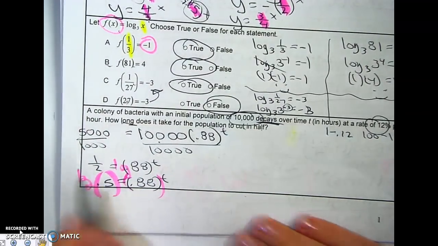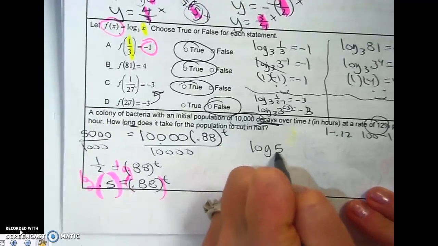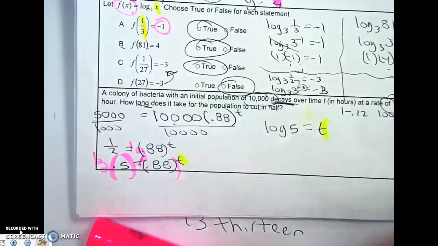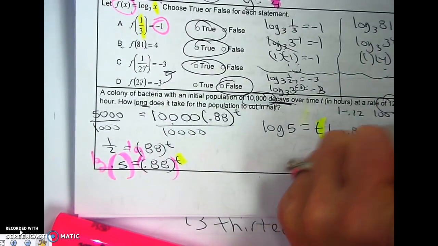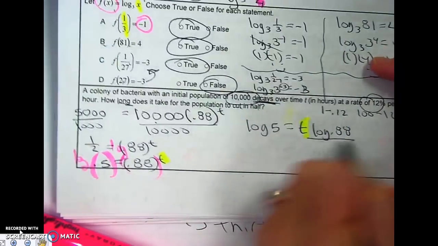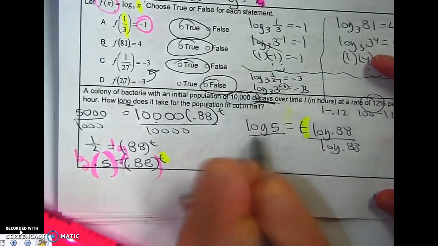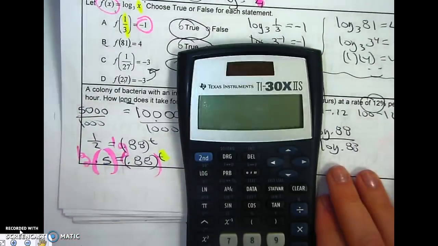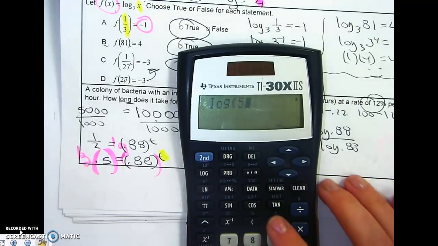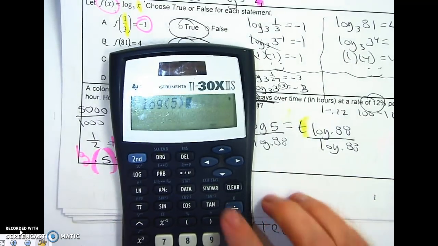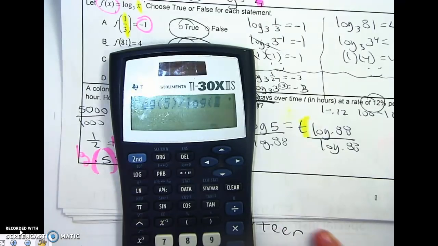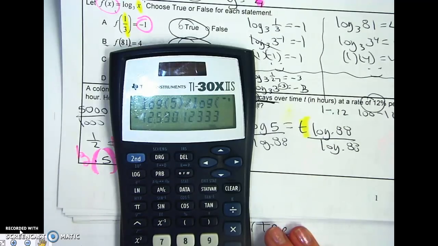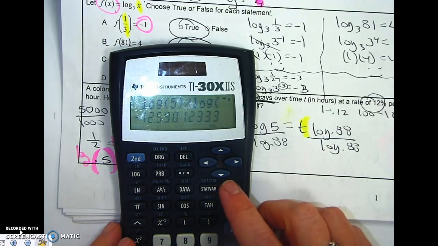So I end up with, let me put this over here, log 5 equals t, because the little turns big, log 0.88. Now, if I'm going to solve for t, I've got to divide by log of 0.88. And I pick up my calculator. Make sure you know how to use your calculator. Log of 5, you have to end the parentheses, and then divide it by log of 0.88. Don't forget the decimal. Wait a minute. I must have done something wrong. Hold on. Let's do it again.